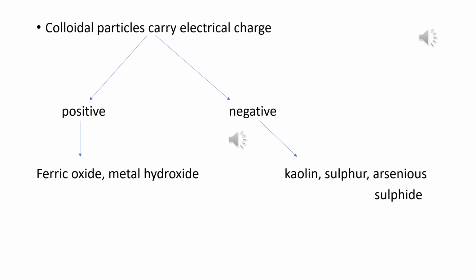Here an example is given: positively charged colloids include ferric oxide and metal hydroxides, while kaolin, sulfur, and arsenic sulfide are negatively charged. If a particle absorbs more positive ions, it becomes positively charged, and if it absorbs more negative ions, it becomes negatively charged. Like charges repel each other, so particles remain separated and do not easily aggregate, and this contributes to the stability of the colloidal particles.